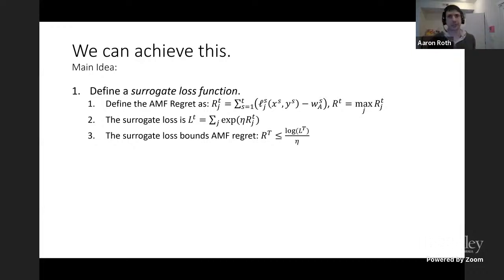Okay, so a natural thing to do, and what we do, is to swap out this max for a softmax. So our surrogate loss function will be this: rather than being the max of all of these coordinate-wise regret terms, it's just the sum of the weighted exponential of these coordinate-wise regret terms. And the softmax is a very nice surrogate loss function. We can upper bound the adversary-moves-first regret, this thing we really care about, by the log of our surrogate loss divided by eta, our learning rate.